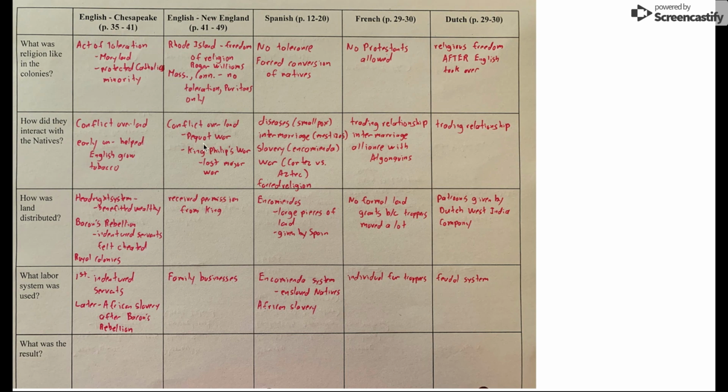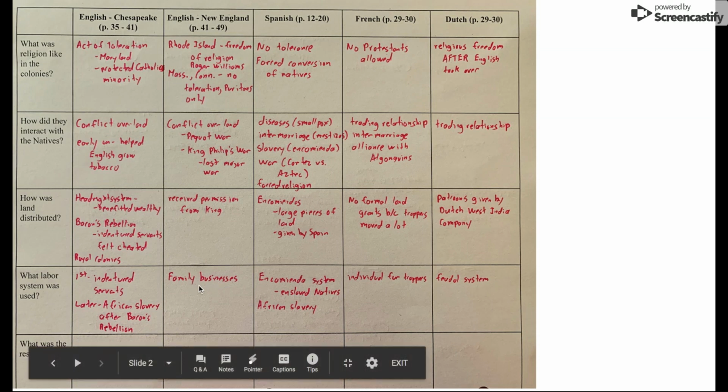Much like the Chesapeake region, there's conflict over land. King Philip's War is the key one here. This is the last major war with the natives. And once the English win this war, they effectively end all native resistance in the region. In terms of the land, they got permission from the king. It's kind of like a royal colony.